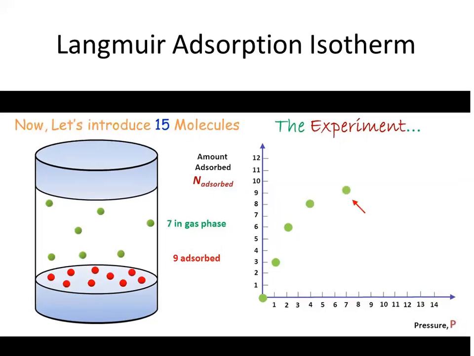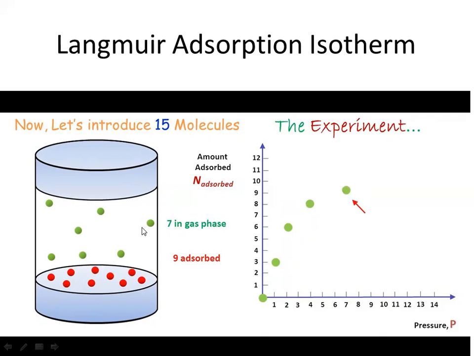Let's suppose the third slide. If you are introducing 15 molecules, how many molecules are adsorbed? 9, and left are the 7, because the total is 16, and the arrow point is indicating here. These are the 9. 9 molecules are adsorbed and 7 are left, and there is the equilibrium between the adsorbed and the unadsorbed molecules.